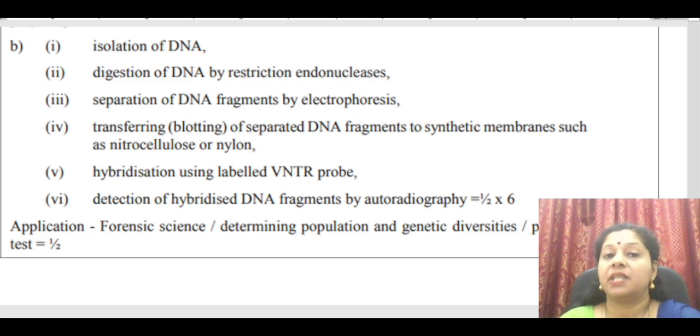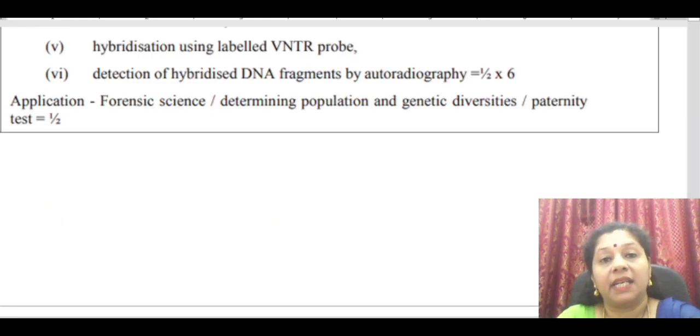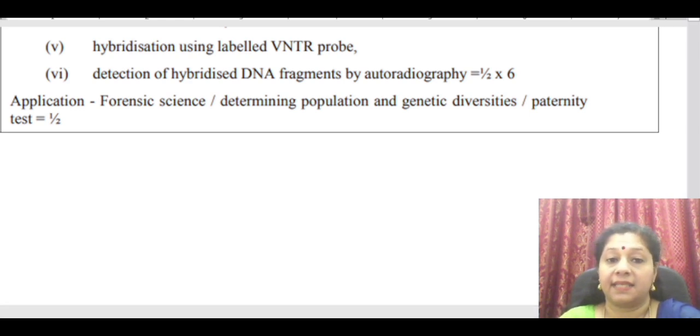As for the applications, if asked, DNA fingerprinting is widely used in forensic science. It's also used in determining population and genetic diversity. It is used in paternity tests, and also in the study of fossils or in evolutionary studies.